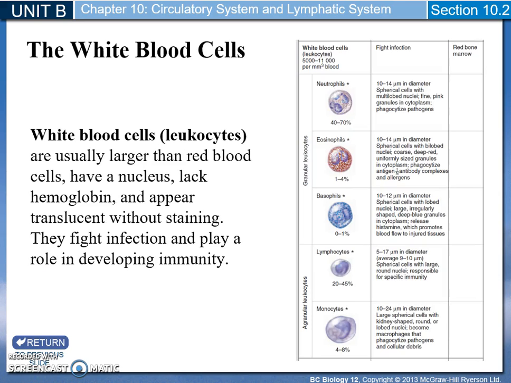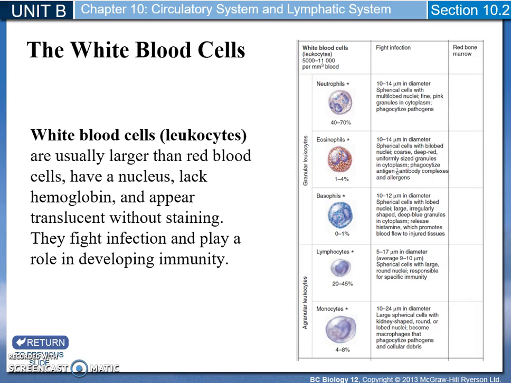So then we move on to the white blood cells, and you can see there are various types of these, also referred to as leukocytes. They are larger than red blood cells and have a much more distinctive appearance.